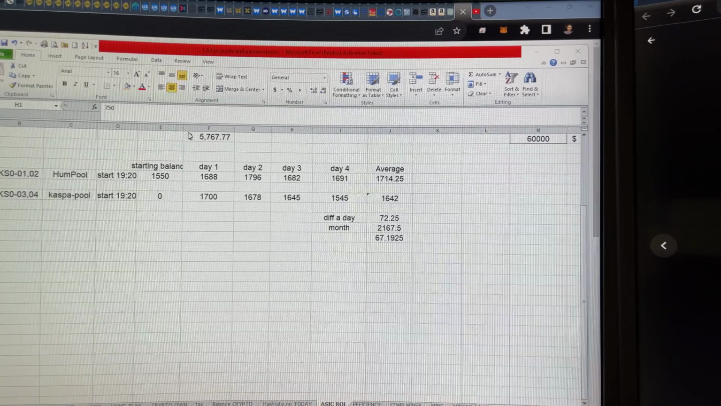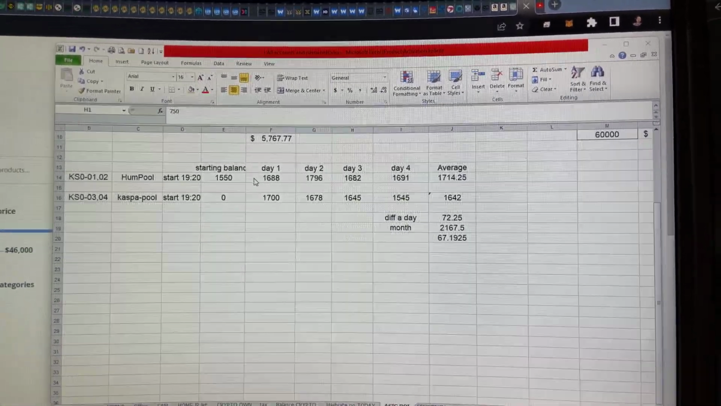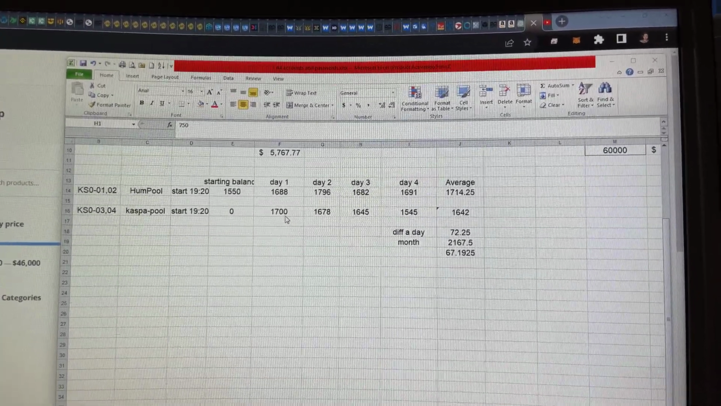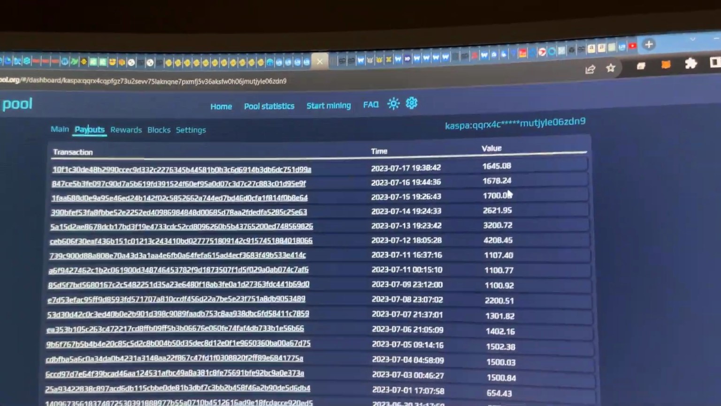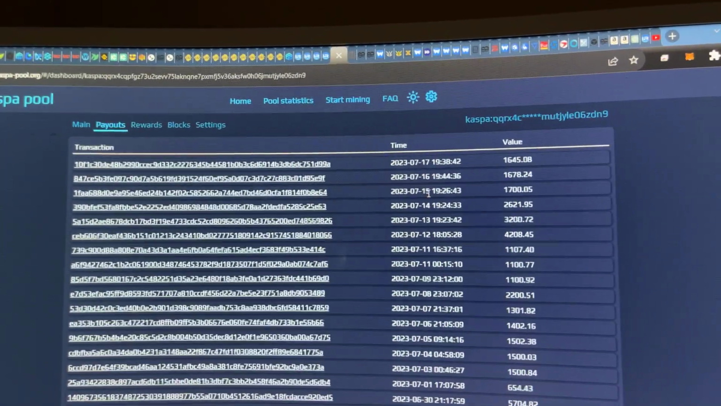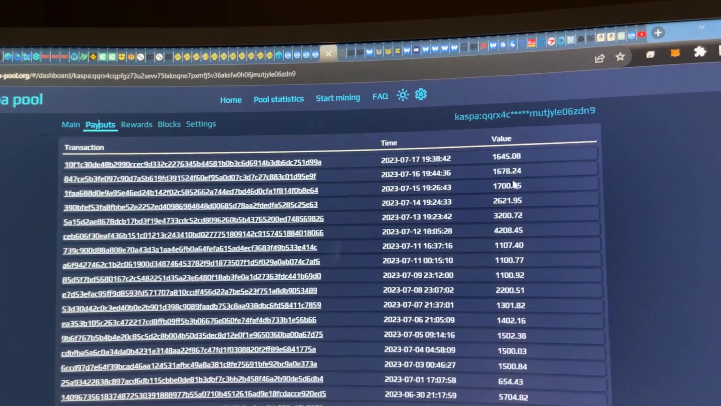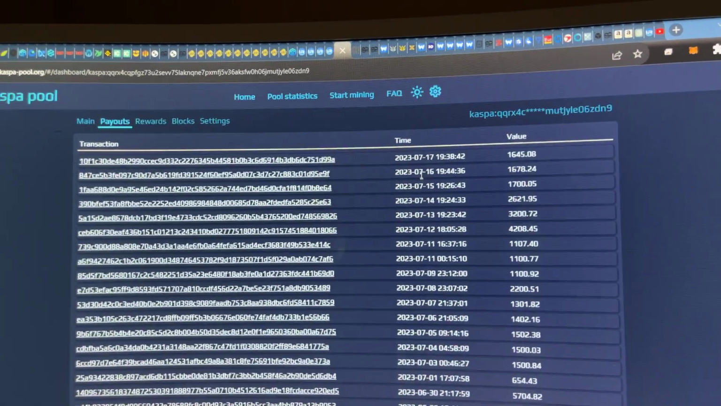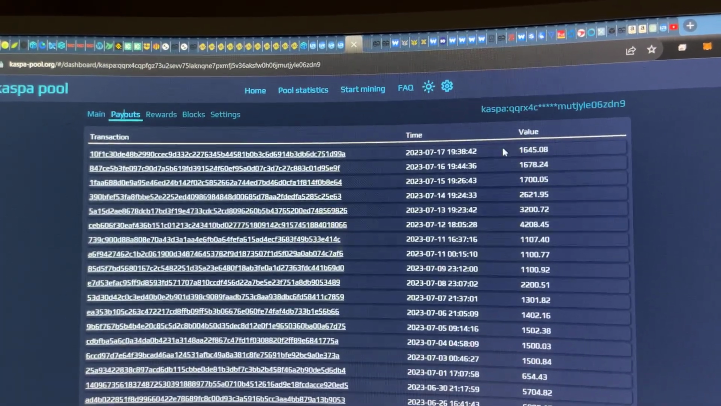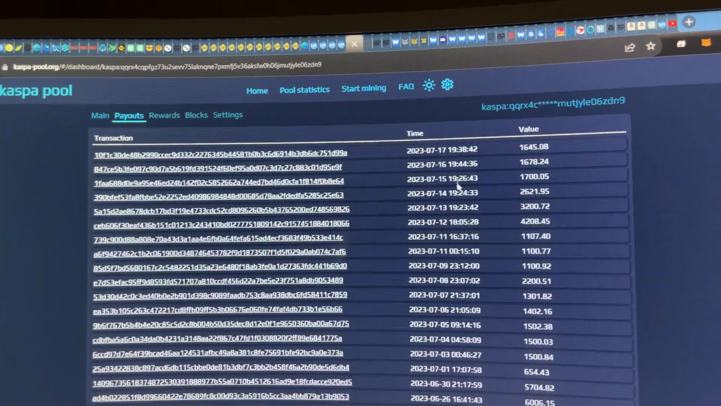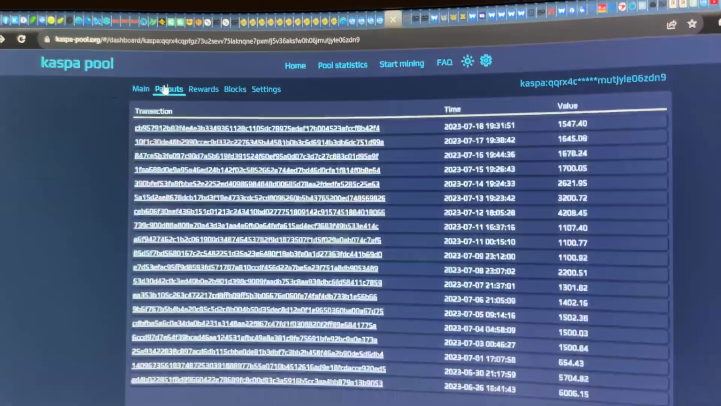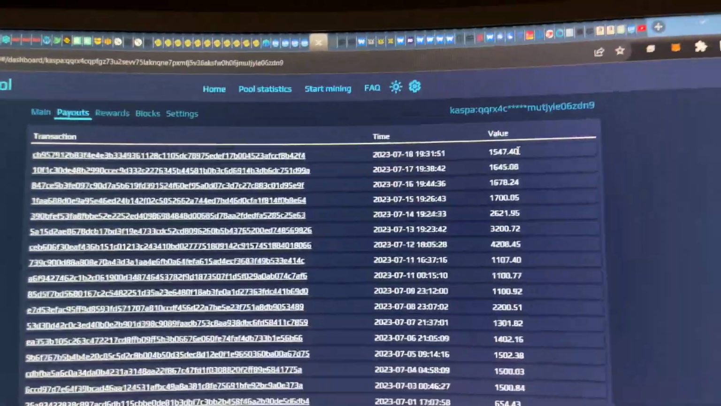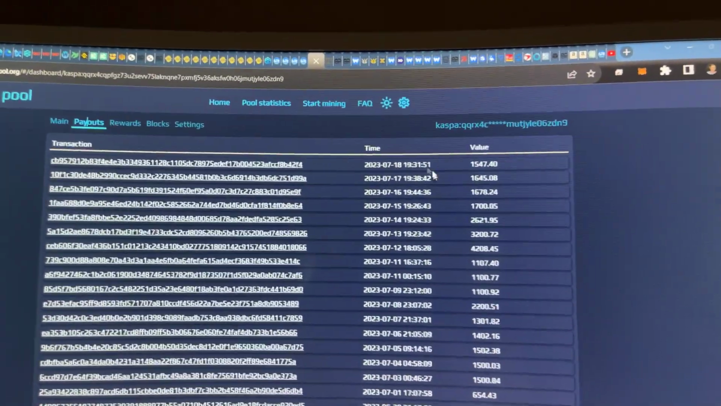We started at 1500, the starting balance, and then day one was 1688 on HumPool, compared to Kaspa-pool. Let's take a look real quick so you guys can see it. On the Kaspa-pool, we did 1700 the first day. That's on July 15th, the first payout. And then the second, 1678, on July 16th, and 1645, about the same time, 24 hours, on July 17th. And today, on the day of recording, I just got a payout of 1547 on July 18th, at about 7:31, right? So roughly it's 24 hours, plus or minus 10 minutes.